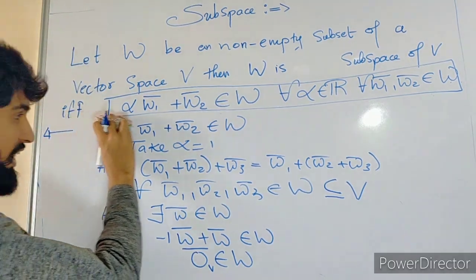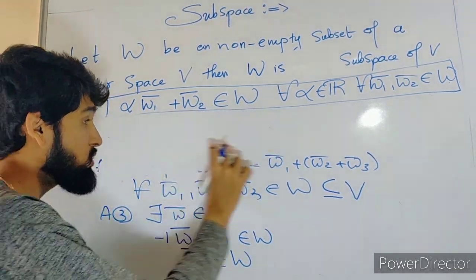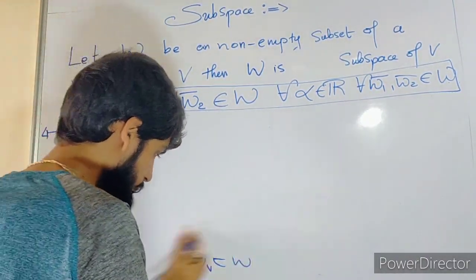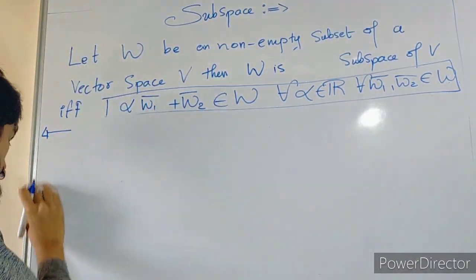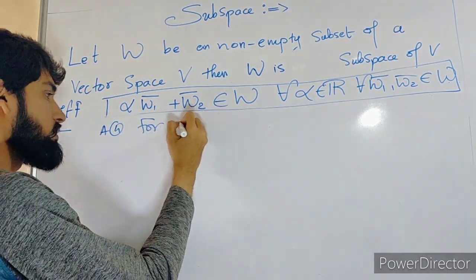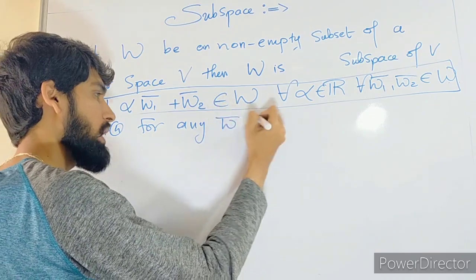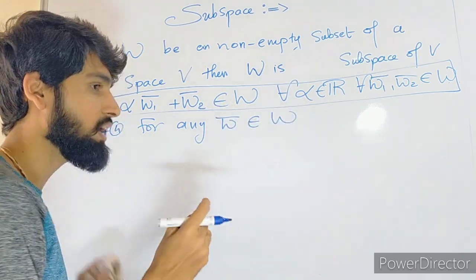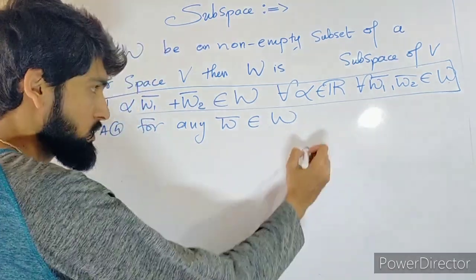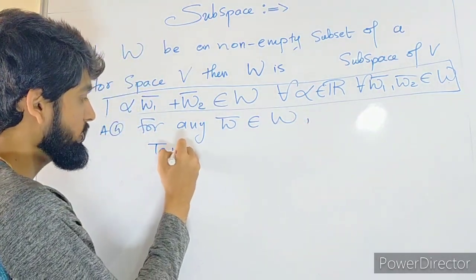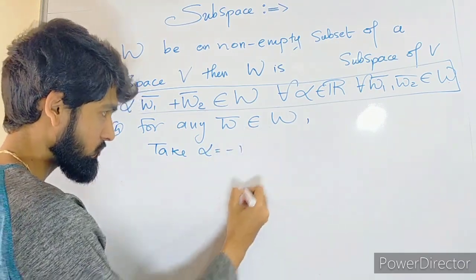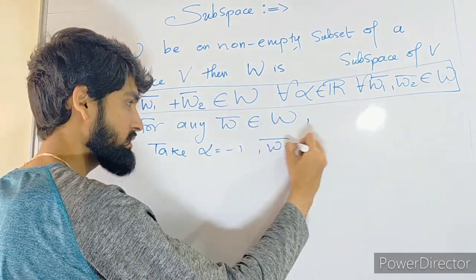Now let us go for A4. What was A4? It is about the inverse. We want to prove that for every element the inverse exists inside it. A4: for any element W bar inside W, I want to prove that -W bar is also an element of it. So we take alpha equal to -1. We take W1 bar equal to W bar.